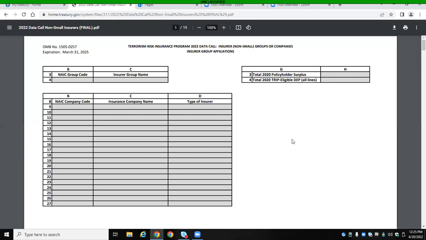An individual company in the group that is an alien surplus lines insurer should use the number assigned to it by the International Insurers Department of the NAIC.